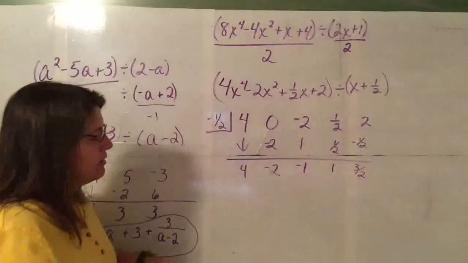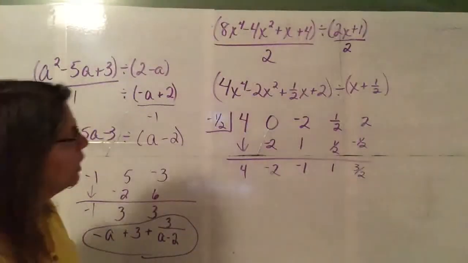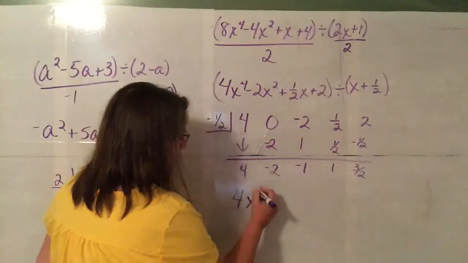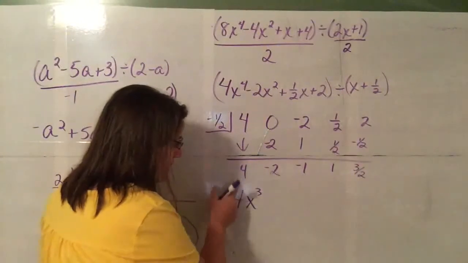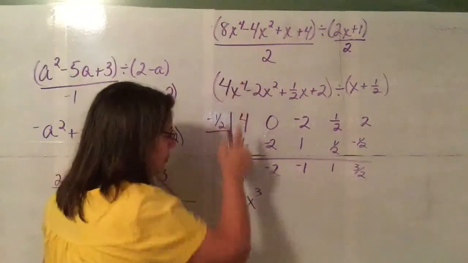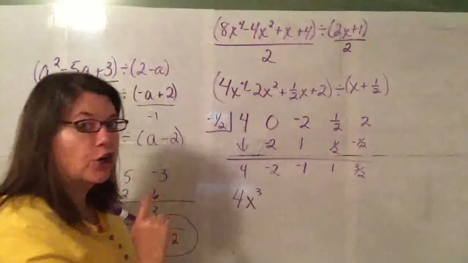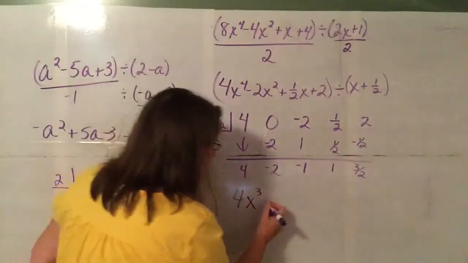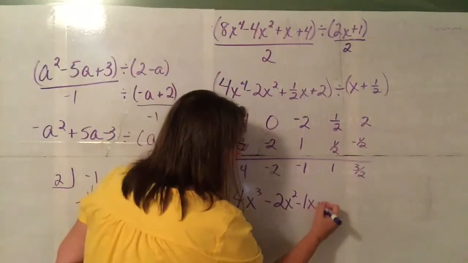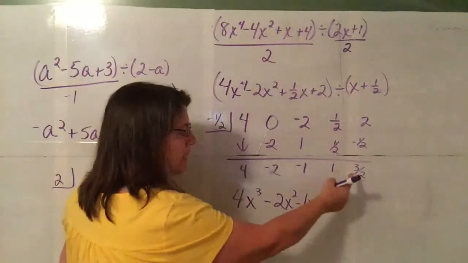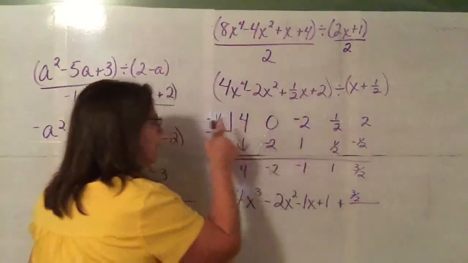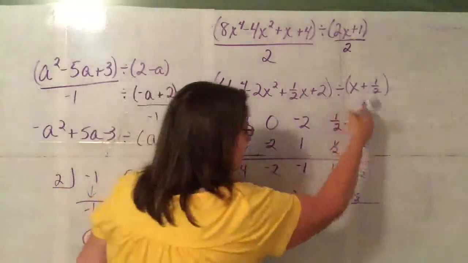It's okay. All right, so now I'm going to write down the depressed polynomial. I've got 4x cubed, 4 because 4 was the coefficient there. Cubed, x cubed, because we started with x to the 4th. The depressed polynomial goes down by 1 degree. Okay? Minus 2x squared minus 1x plus 1. And my remainder is 3/2 over my divisor, which was x plus 1/2.